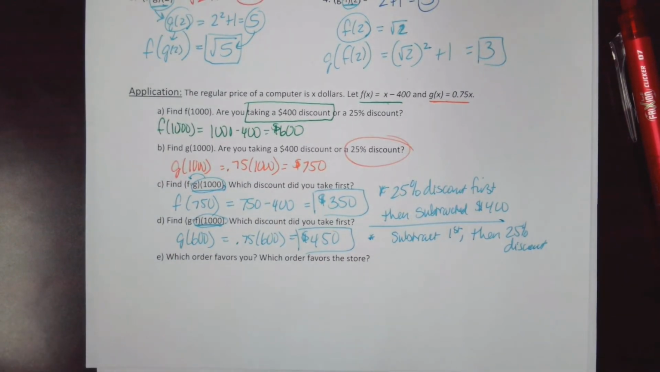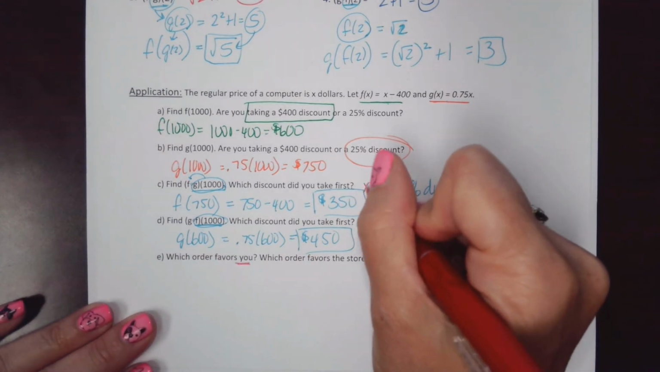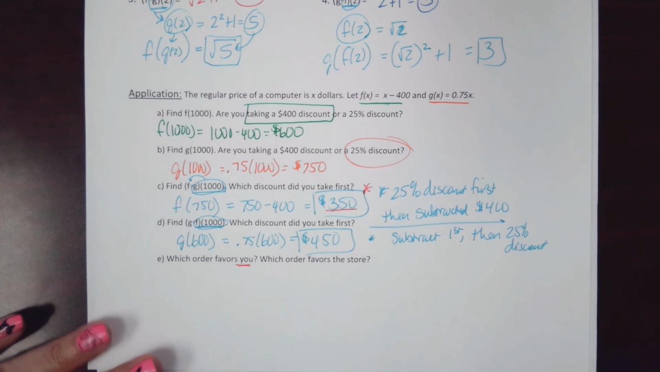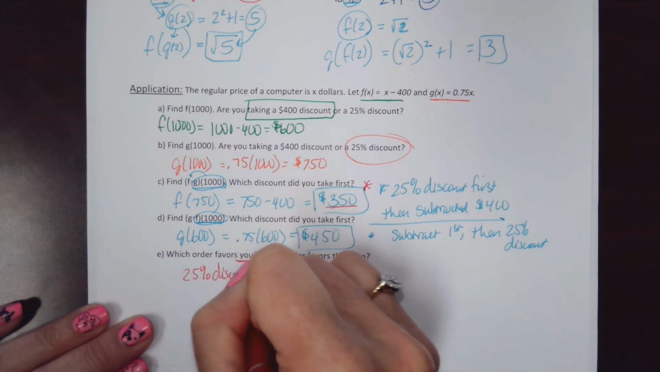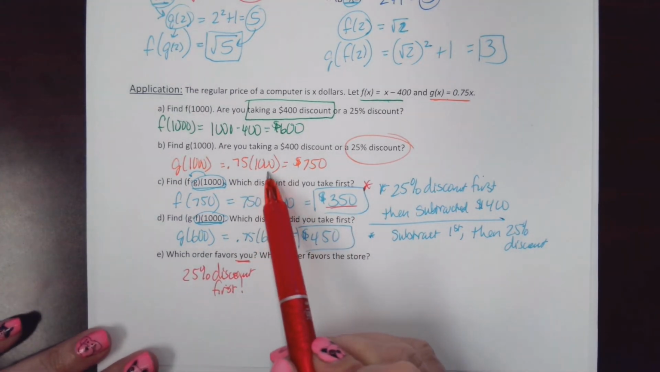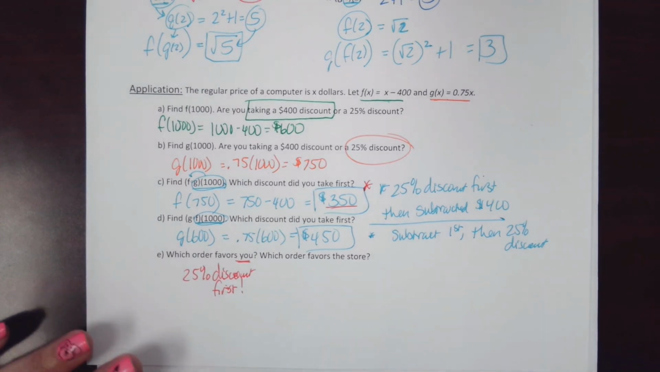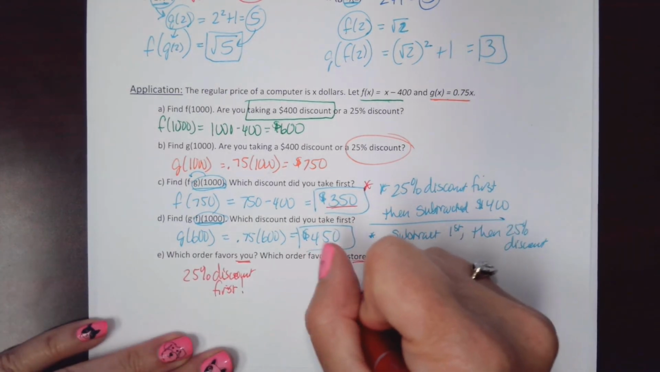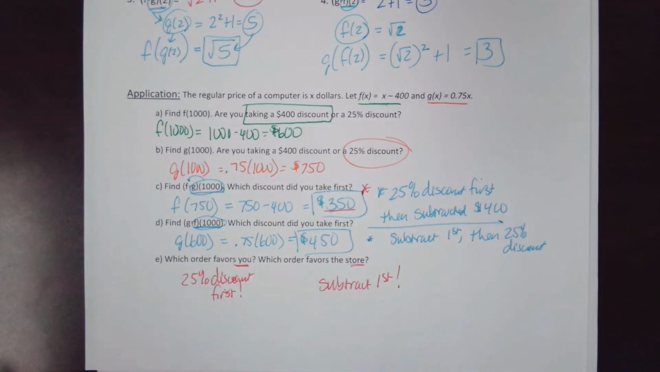Which order favors us if we are buying the computer? Well, if we are buying the computer, we want it to be cheaper, right? So if we're buying the computer, I want the discount first, because that's the biggest discount. That's the discount off of $1,000 instead of a discount off of $600. That's a bigger number. Which order favors the store? Well, the store wants you to pay as much as possible. So the store wants you to subtract first, because then when they take the discount, it is going to be a lesser value. Okay?